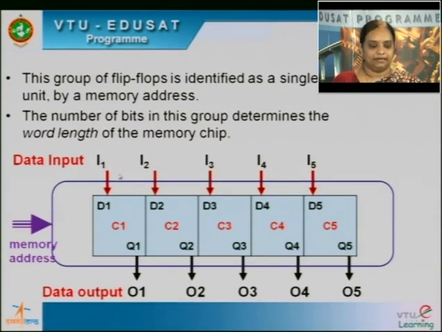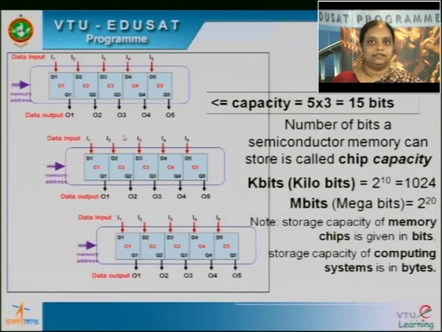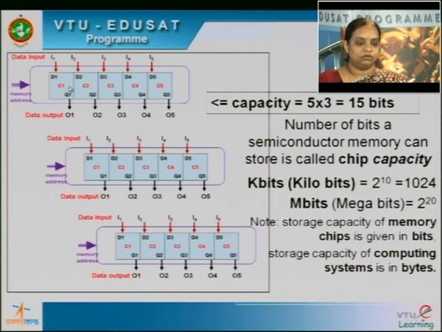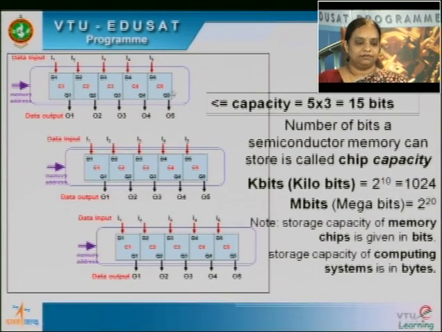So you get a data in and a data out, and enabling this group of flip-flops together, or enabling this particular word, is through a memory address. So what do you mean by this memory address? As I said, a memory will have many words. Each word is, let me call it, a location. In this example here we have shown there are 3 locations. This is location 0, location 1, location 2. Each location consists of 5 flip-flops, or I can say 5 memory cells.